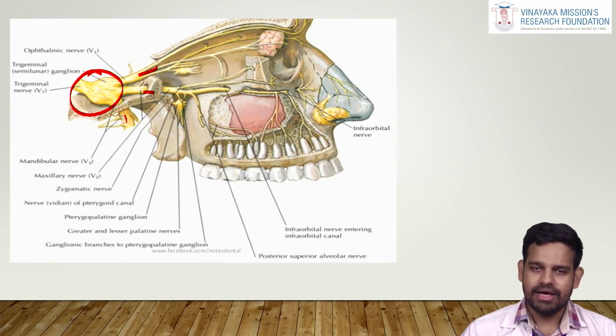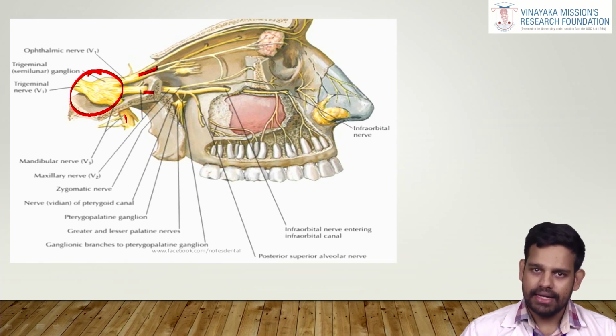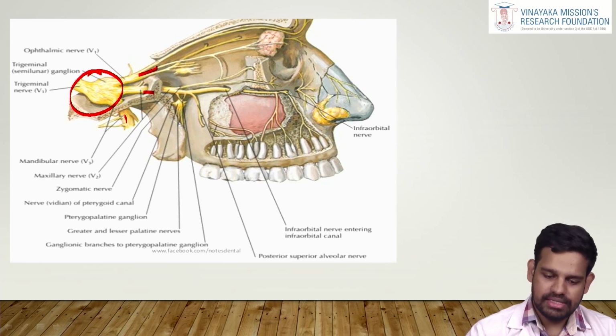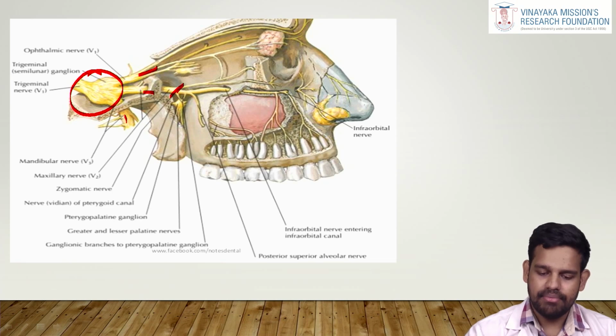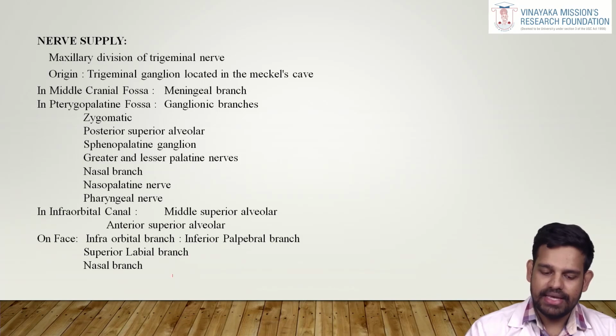So the maxillary nerve, as soon as it comes out through the foramen rotundum, gives the ganglionic branch, which is the meningeal branch, and the zygomatic branch, which you can see here, the zygomatic nerve, and it has the greater and lesser palatine branch, which is here in this area, and it travels through the inferior orbital canal and comes out as the infraorbital nerve. The infraorbital nerve supplies the face, which is the inferior palpebral nerve, and as we discussed in the previous slide, superior labial branch and nasal branch.